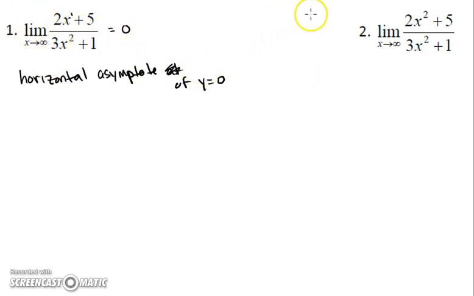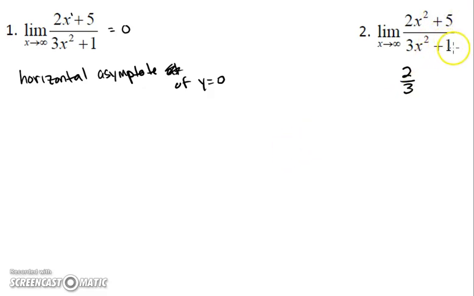Now 2 looks the same, but we changed our power in the numerator to 2. So the numerator is growing at a rate of x squared, the denominator is growing at a rate of x squared. So we want to think about how they're growing with respect to each other. So they're growing at the same rate. So if they grow at the same rate, then our limit is going to be equal to, and our horizontal asymptote is going to be equal to, the ratio of the leading coefficients, a divided by b, in this case, 2/3.